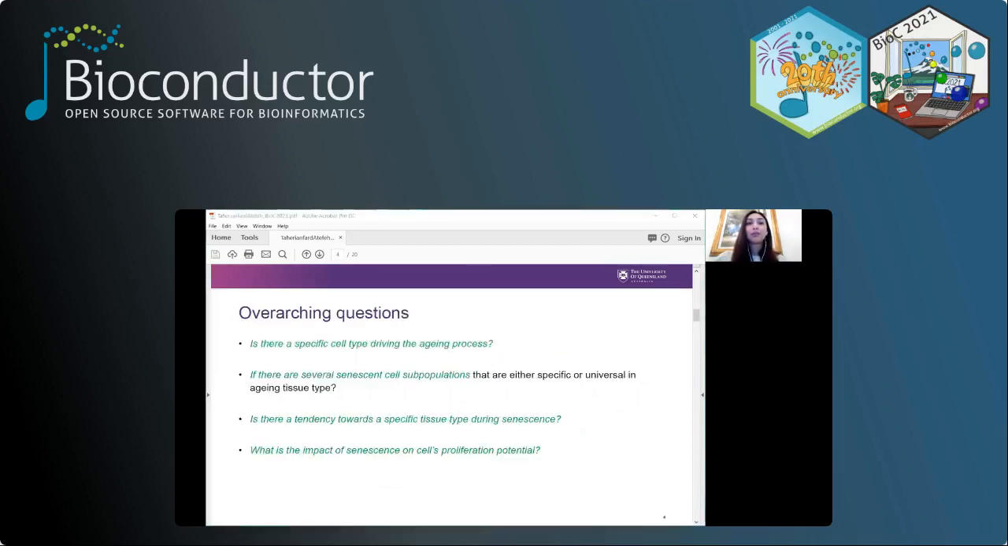So these are some of the overarching questions that we try to answer in this study. Is there a specific cell type driving the aging process? And if there are several senescent cell populations that are either specific or universal in aging tissue type, is there a tendency towards a specific tissue type during senescence? And what is the impact of senescence on cells' proliferation potential?